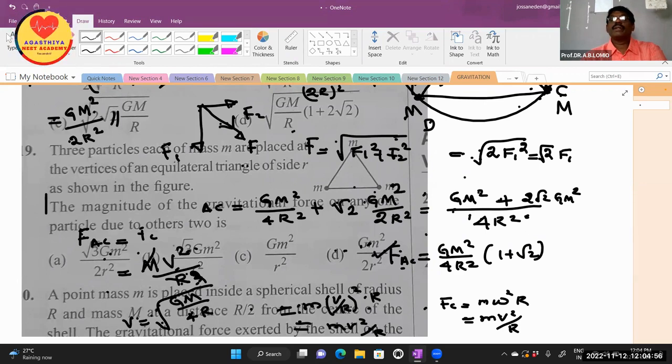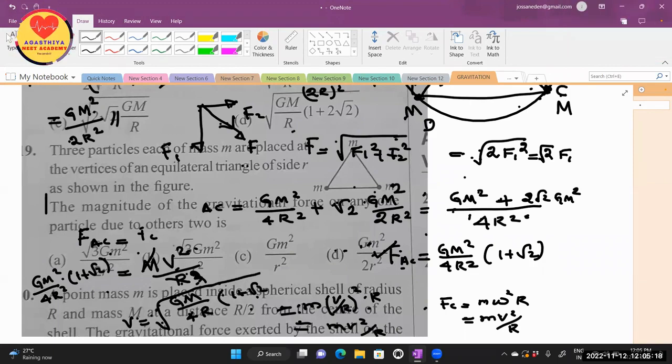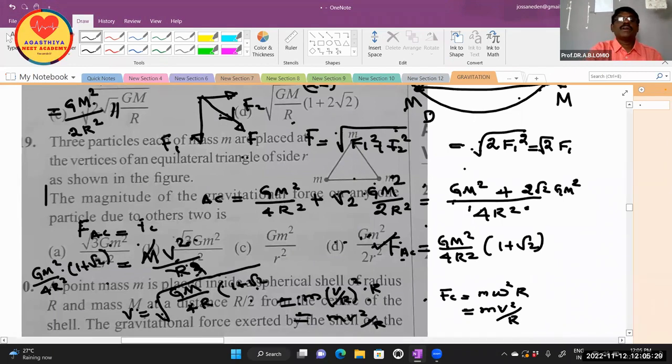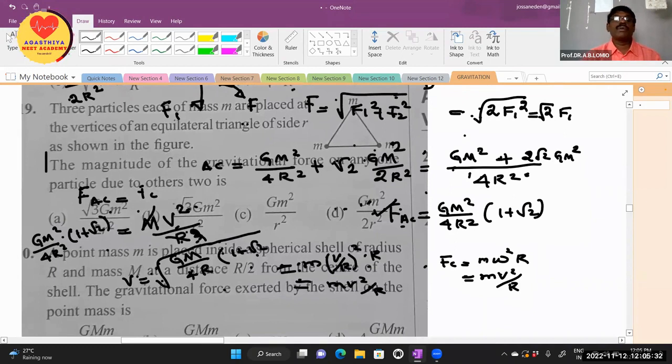We have equated the resultant force as Gm squared divided by 4R squared into 1 plus root 2. I missed that one. Okay, now we can add that, right? That's all. Any doubt, students? Now here also we can further simplify this. We can take a root for 4, no? The answer is given like this.